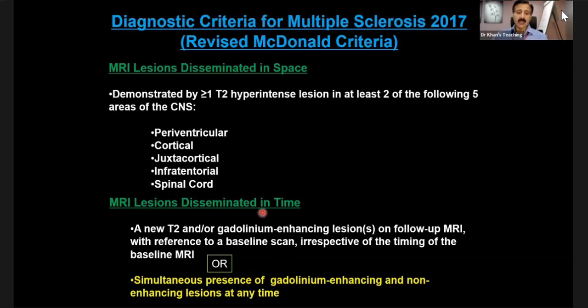Another criterion, of course, is to do a follow-up scan in which you see a new T2 lesion, and you will say that it is a new lesion. But using contrast, you can diagnose MS on the first presentation, and that is a potential viva scenario.